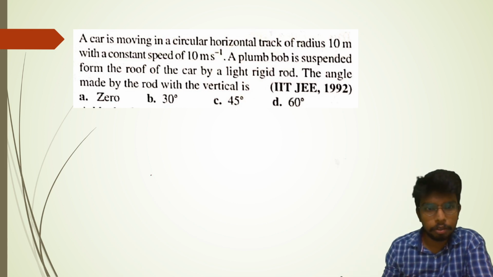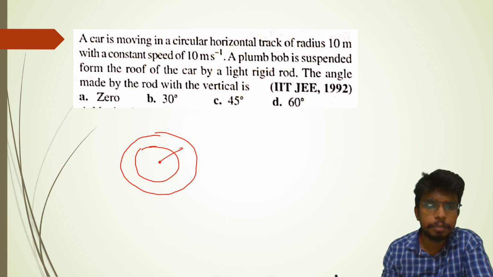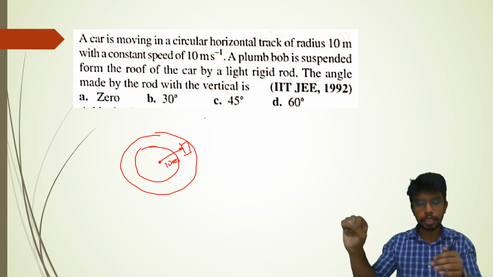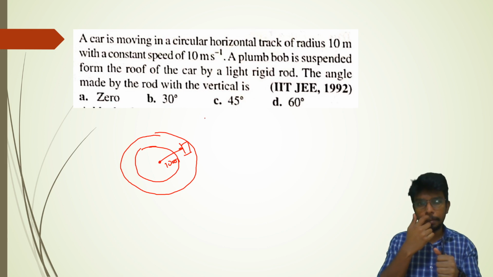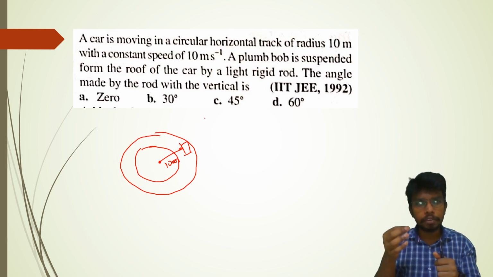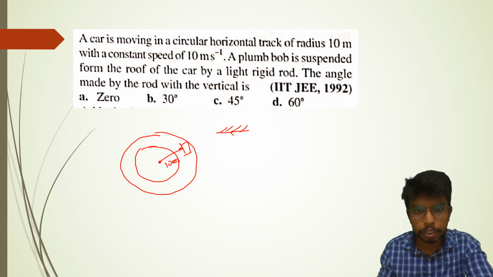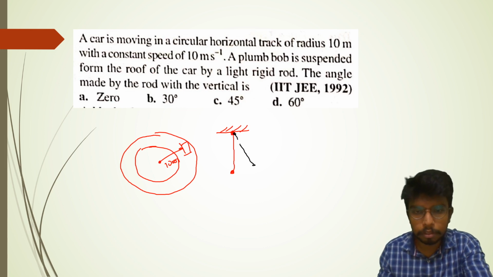Okay, you can think of it like there's a car which is moving on a horizontal track of some radius, like 10 meter. So when the car is moving, obviously there's going to be a centrifugal force, which is a pseudo force, which will act in that particular direction, pushed radially outward. On the roof of the car, there is a light rigid rod, and to that a plumb bob is suspended. We need to find out the angle made by the rod with the vertical. So think of this as the situation. This is the bob, and let's say it comes somewhere here.